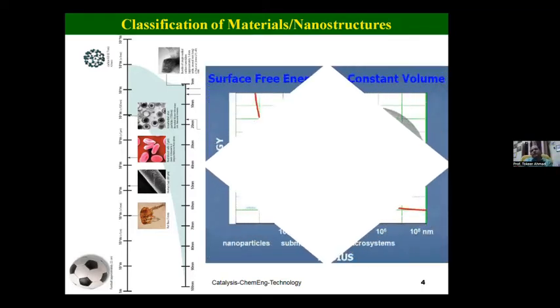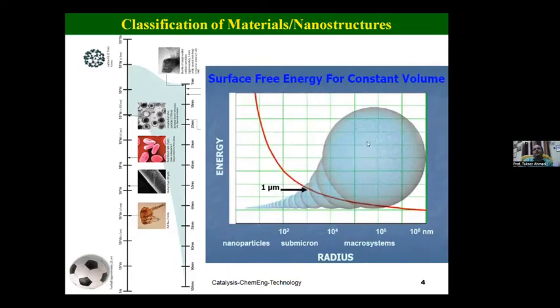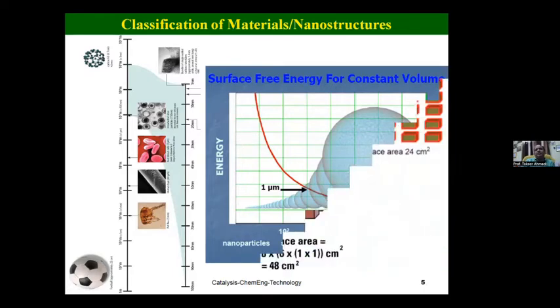So actually, what happens when we reduce the size of the objects from bigger size to smaller size is that the number of atoms at the surface will increase, and the surface energy is associated with these atoms. Since the number of atoms increases drastically when we reduce the size, the surface energy will increase, and the surface energy is proportional to the surface area. Therefore, the surface area for a constant volume will increase drastically when we reduce the size of the object to the nanometric or small dimension.